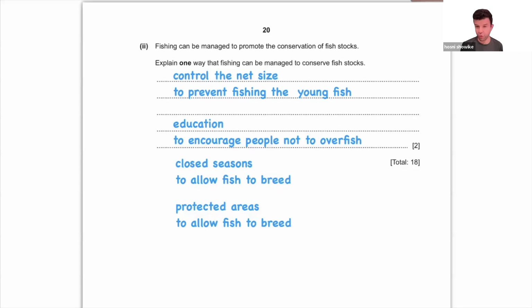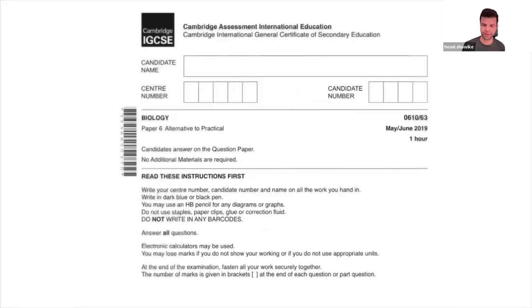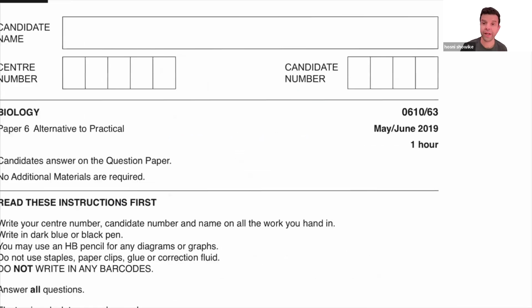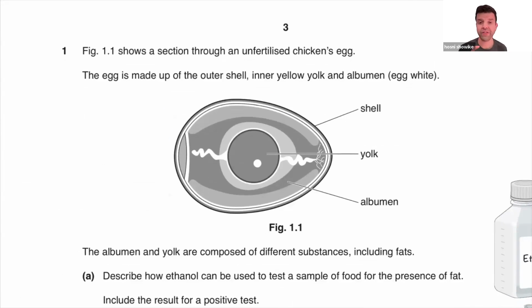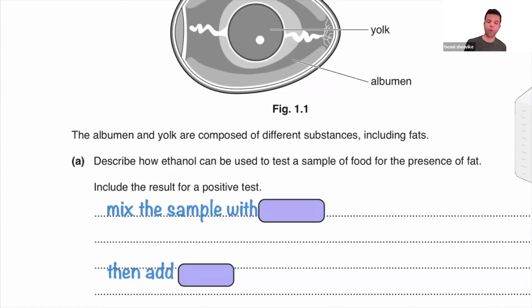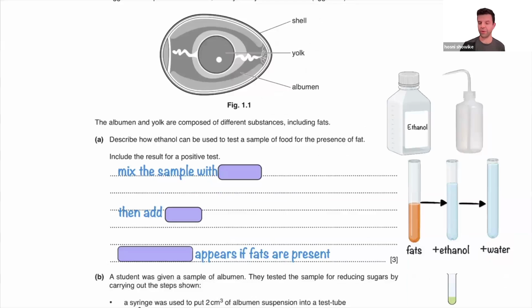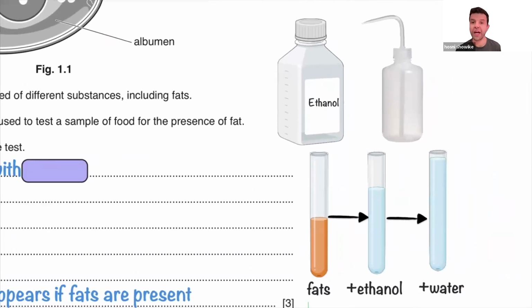I'm going to solve one short paper 6 exam here. It's taken from 2019, this variant. It starts with the usual thing. They're telling you here about food tests. They said, describe how ethanol could be used to test a sample of fats. So as if someone is asking you here to do the emulsion test.